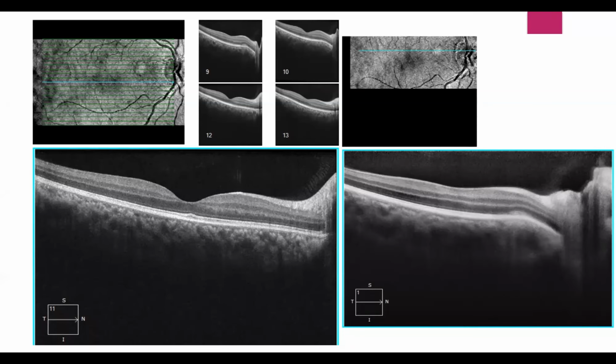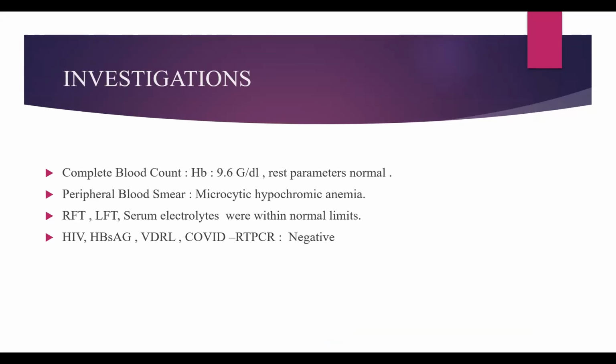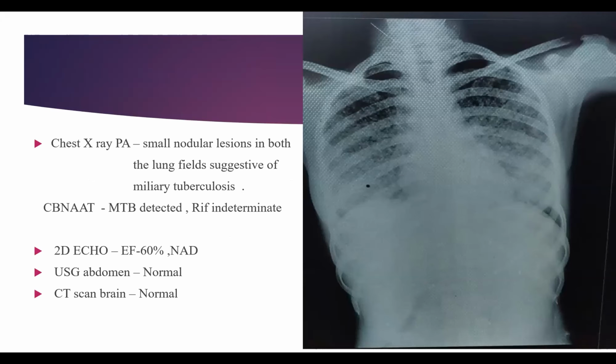We further investigated the case, and her CBC was absolutely normal except her hemoglobin, which was 9.6. Peripheral smear showed microcytic hypochromic anemia. RFT, LFT, serum electrolytes were within normal limits. Her serology, HIV, HBsAg, VDRL, COVID, all was negative. Chest X-ray showed small nodular lesions in both lung fields, suggestive of miliary tuberculosis. CBNAAT was done, MTB was detected, which was rifampicin indeterminate. 2D echo, USG, CT brain were absolutely normal.